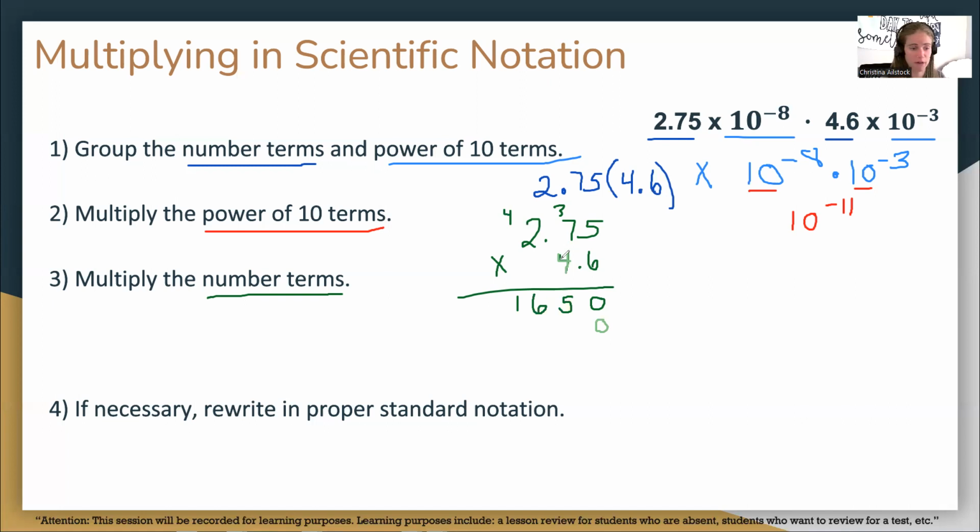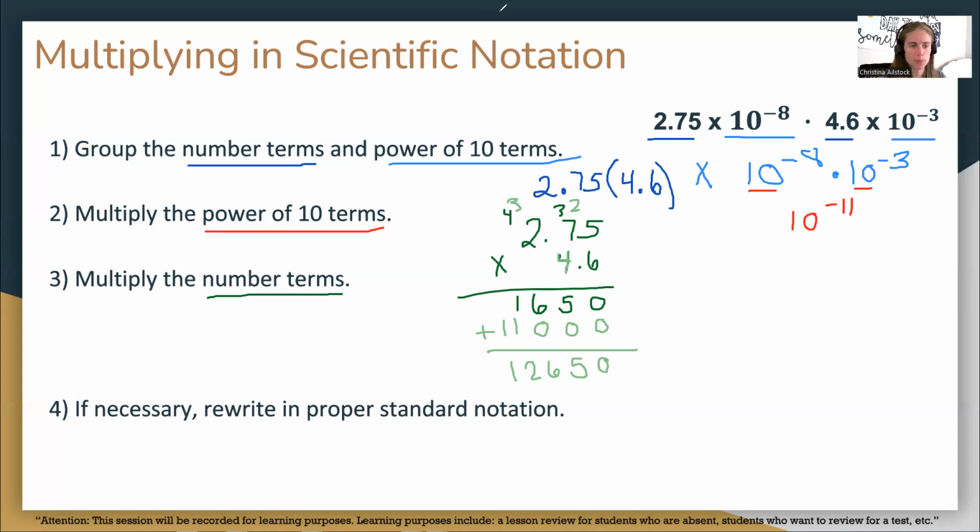So now we'll multiply everything by 4. 4 times 5 is 20, carry the 2. 4 times 7 is 28, plus 2 gives us 30. 4 times 2 is 8, plus 3 gives us 11. And we're going to go ahead and even add these up before we even mess with our decimal points. So 0 plus 0 is 0, 5 plus 0 is 5, 6 plus 0 is 6, 1 and 1 is 2, and nothing plus 1 is 1.